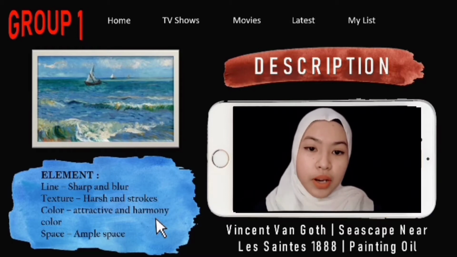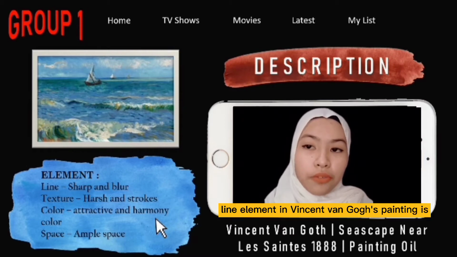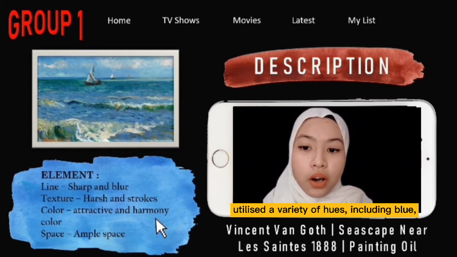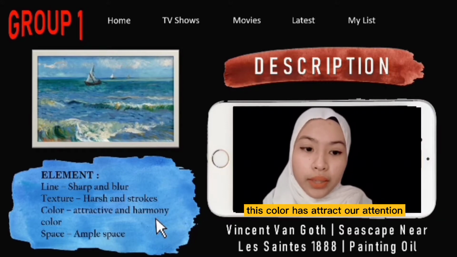As a response, we would like to critique several aspects of Vincent van Gogh's artwork. The first part is the elements of art in this artwork. Land element is shown by the ship in the center of the ocean. Next is color. Vincent van Gogh utilized a variety of hues including blue, green, white, as well as yellow and red dashes. This color has attracted our attention.